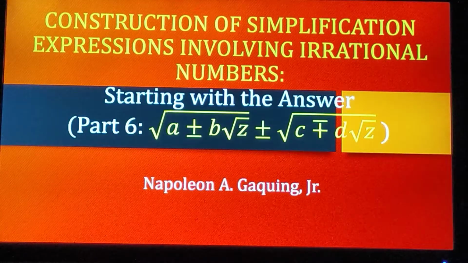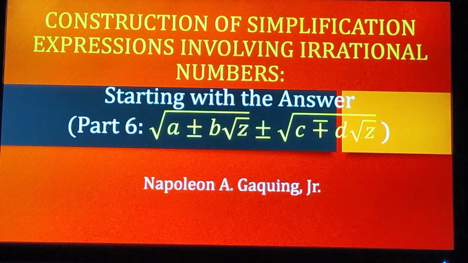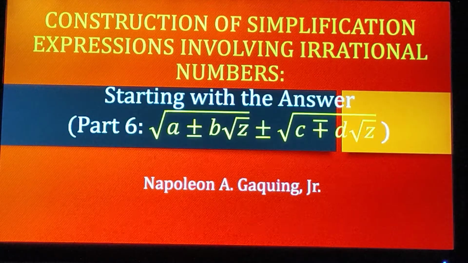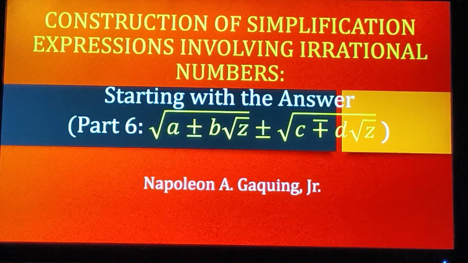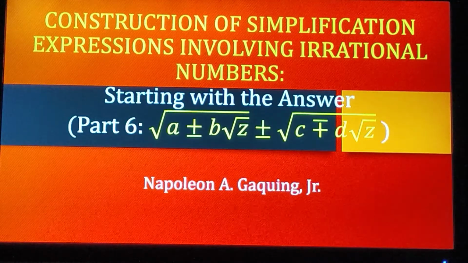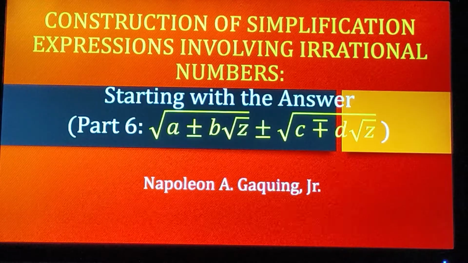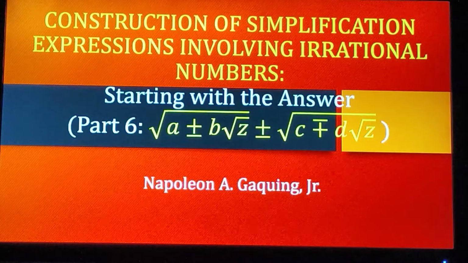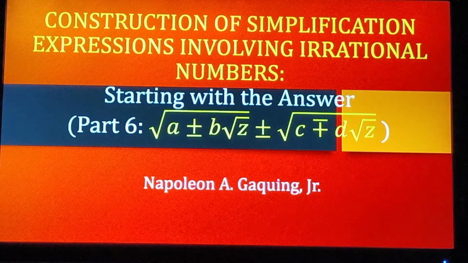In this video, discussion will focus on construction and simplification of expressions involving irrational numbers of the form square root of a plus or minus b times the square root of z, plus or minus square root of c minus or plus d times the square root of z.